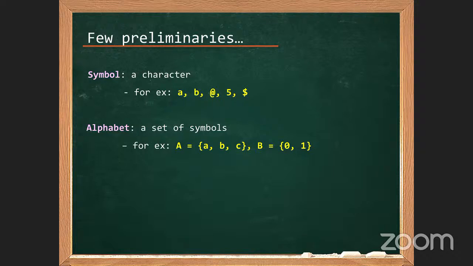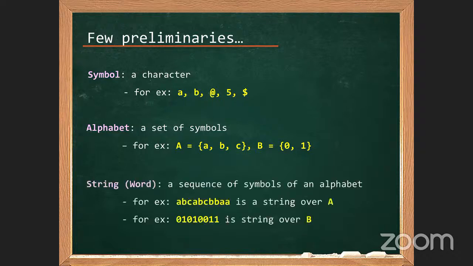From an alphabet set, I can make out something called a string or a word. By a string, I mean a sequence of symbols from an alphabet. For example, from the first alphabet, capital A, that is A, B, C, I can make out the string A, B, C, A, B, C, B, B, A, A. It's basically a sequence of symbols drawn from the set A. In the same way, I can talk about another string, 0, 1, 0, 1, 0, 0, 1, 1, from the other set. This is a string from the set B. These are called strings or words.